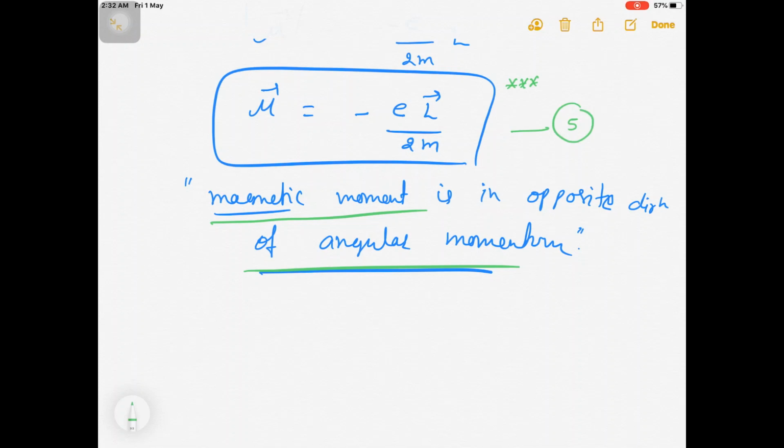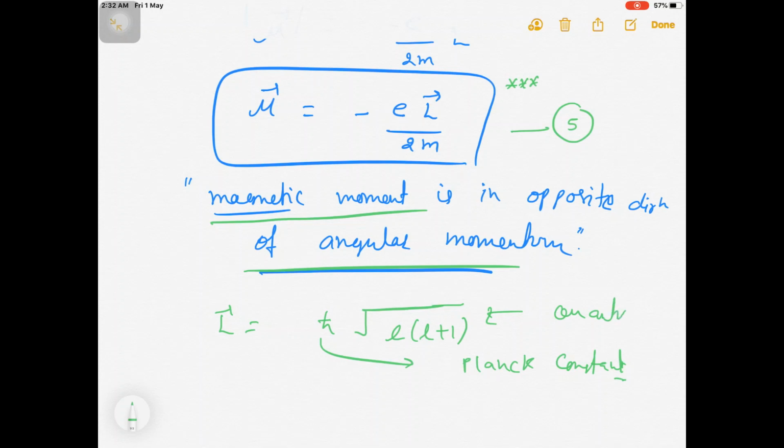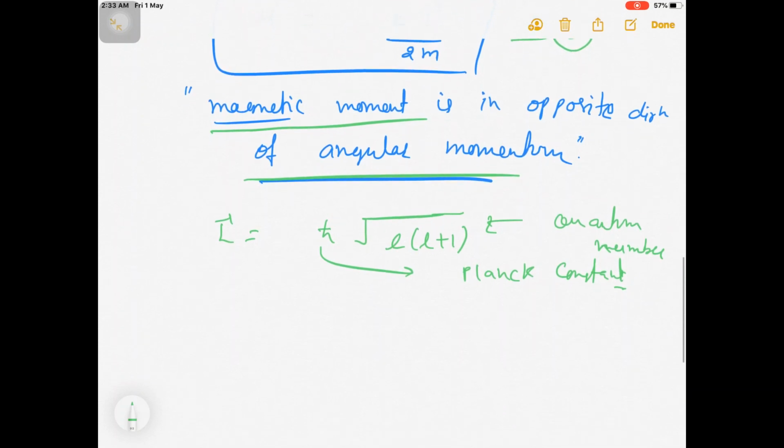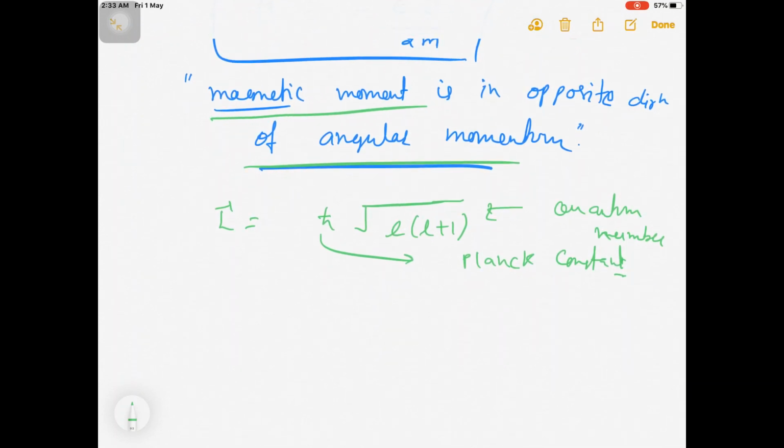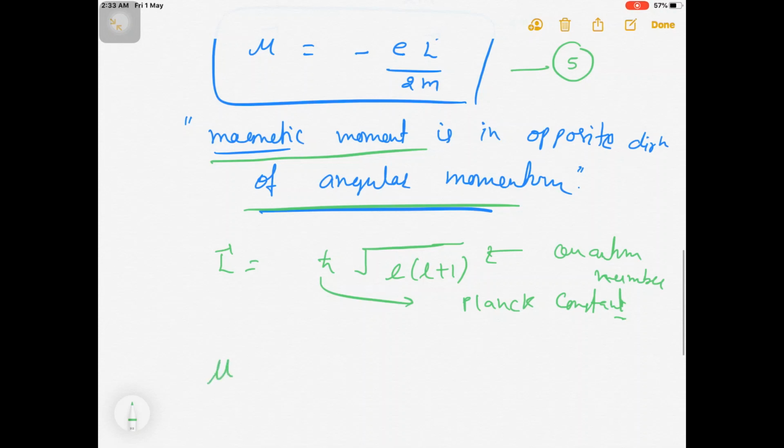Okay, now in quantum mechanics, angular momentum L vector is given by h cut under root L into L plus 1. Okay, h cut is nothing but the Planck constant, and L is nothing but the quantum number. So mu vector can be written like this, minus E h cut divided by 2m under root L into L plus 1.